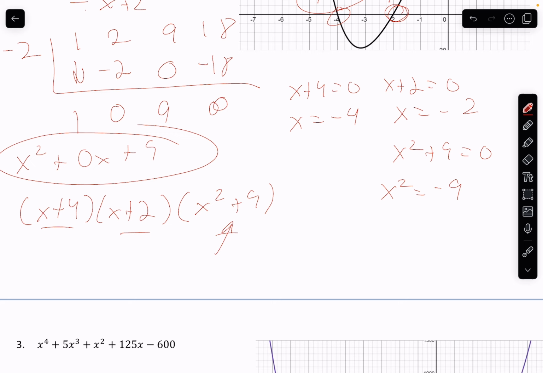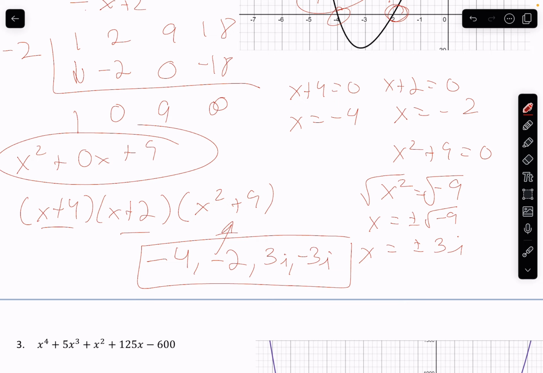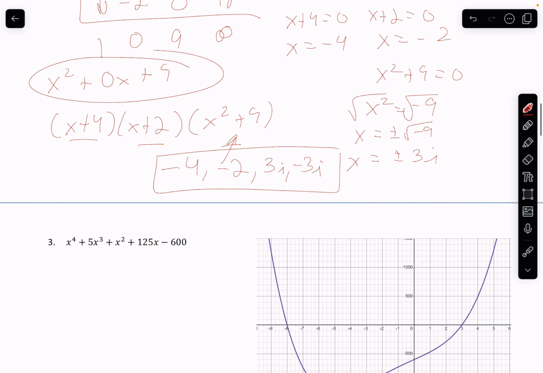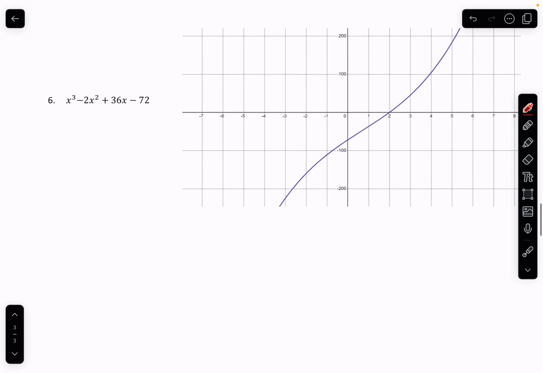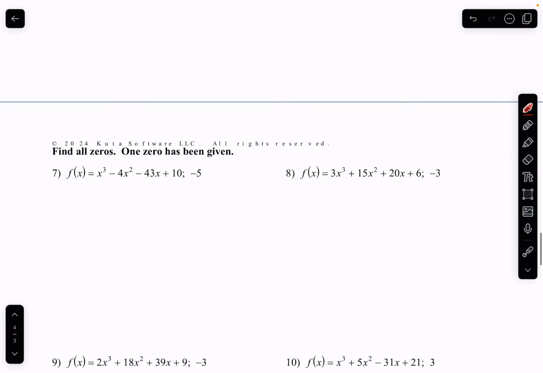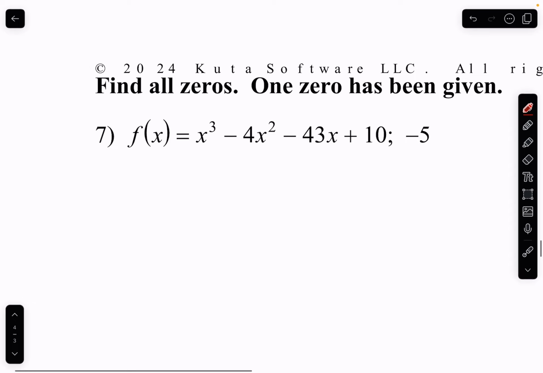equals negative 9, which then we have to take the square root of both sides and add in a plus minus. So we get x equals plus minus the square root of negative 9, which turns into 3i. So for this one, our zeros are going to be negative 4, negative 2, 3i, and negative 3i. All right? So up until problem 6, they're all going to be done very similarly. Now let's go ahead and take a look here at number 7.